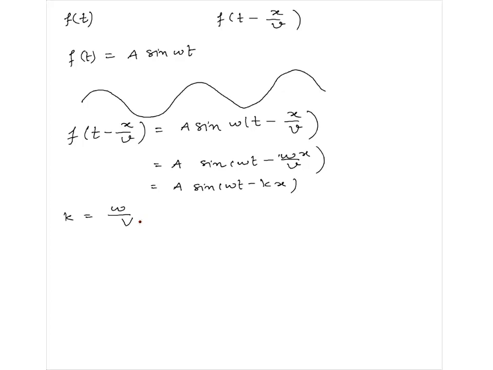What is omega? Well, you know SHM motion. So whatever omega is for SHM motion, it's the same omega. Amplitude is the amplitude of that SHM. K is omega by v.